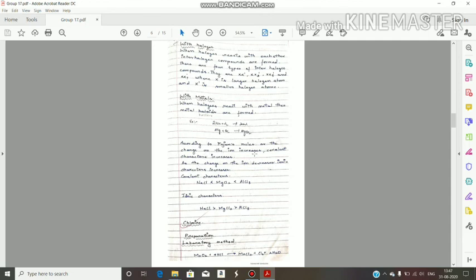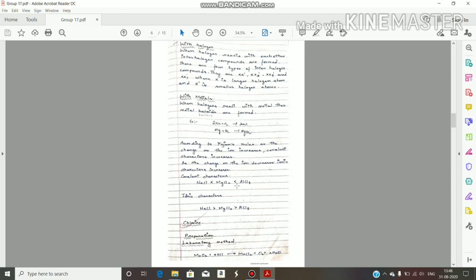Next, one more important point is that according to Fajans rules, as the charge on the ion increases, covalent character increases. As the charge on the ion decreases, ionic character increases. We already know these points because we discussed them in the chemical bonding chapter. Sometimes the question may be to write the covalent character order or the ionic character order. For example, take these three compounds, NaCl, MgCl2, AlCl3. Among these three compounds, which has more covalent character? AlCl3 has more covalent character.